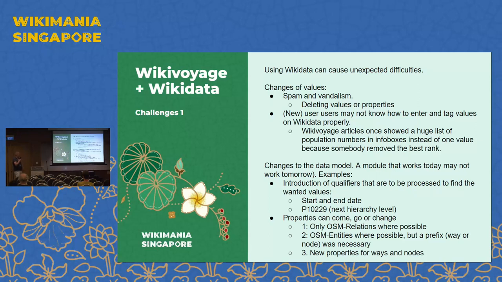So I wrote a module that finds, for every place on this earth, the first-level province of a country, and meanwhile there are additional properties that I have to process, which makes the whole process a little bit more difficult. A second example is OSM. In the past, we could save only relations, but later on OSM entities were possible, but just with a prefix. But now we have separate properties for every information. So Wikidata is changing permanently, and if you write a module, you sometimes have to improve your modules as well.